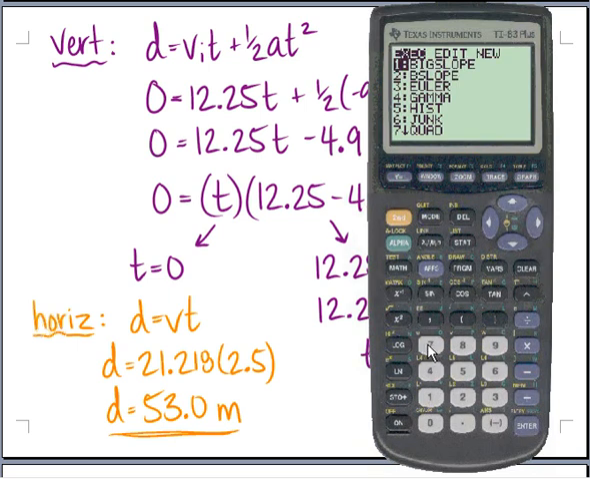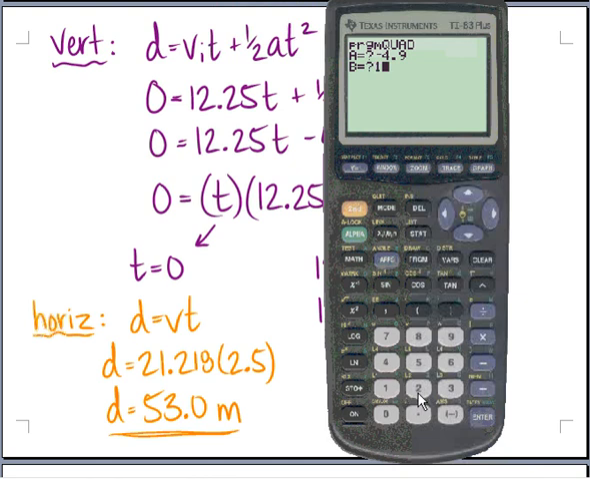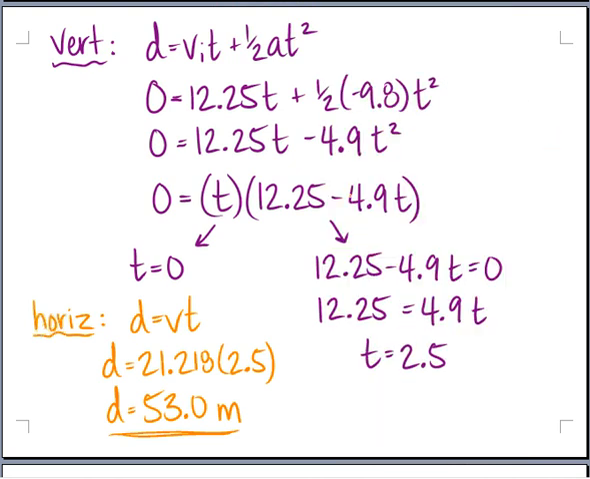I think I have quad on here. Just to show you that it would work on your calculator, we had said a could be negative 4.9, b was 12.25, c is 0. There's your 0 and your 2.5. So you've got a couple of different options. If you don't have quad formula on your graphing calculator, you just have to go through this factoring method. Takes you an extra few seconds, but not a big deal.